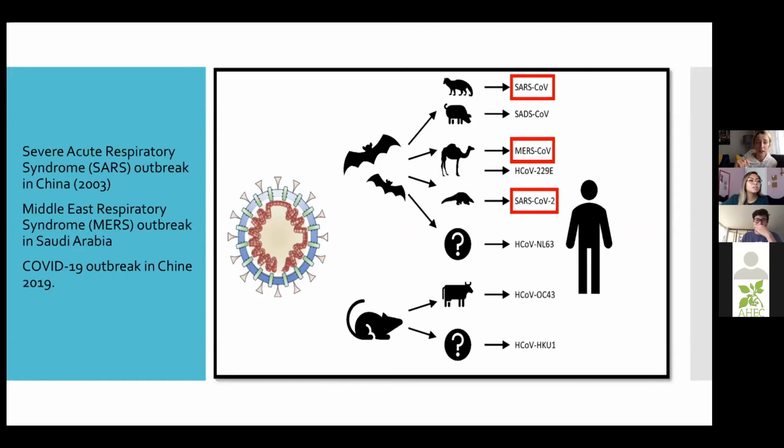Oh, that's a good one, Erin. Can the bat potentially bite the camel? Everything can happen. I don't know. It might be a potential too.